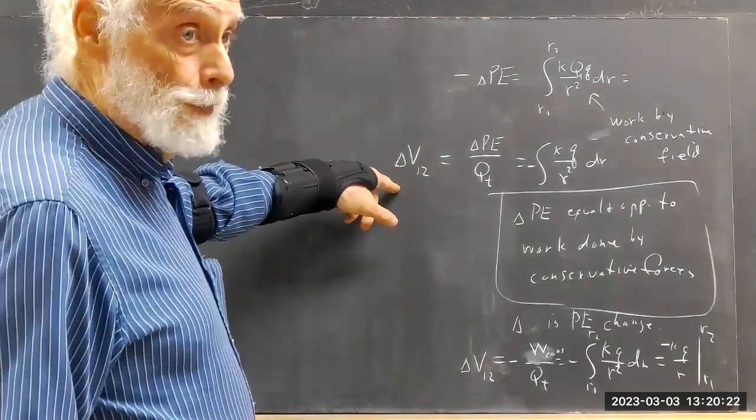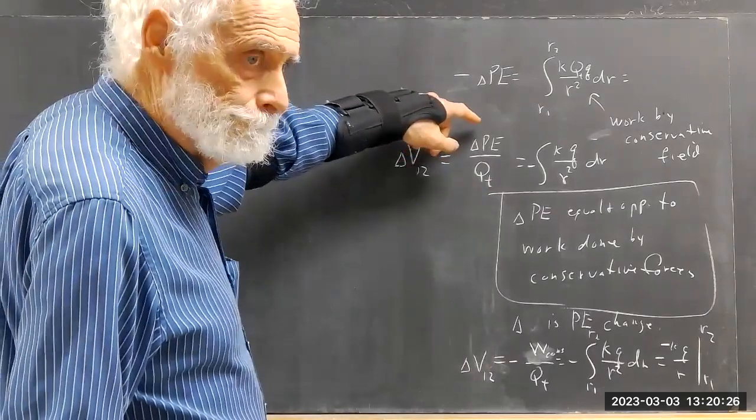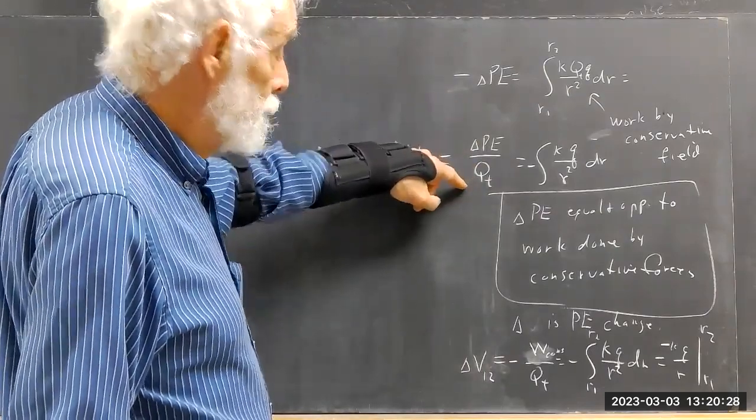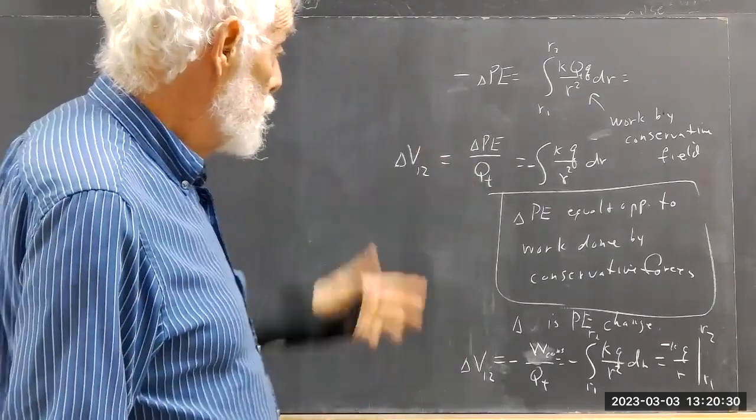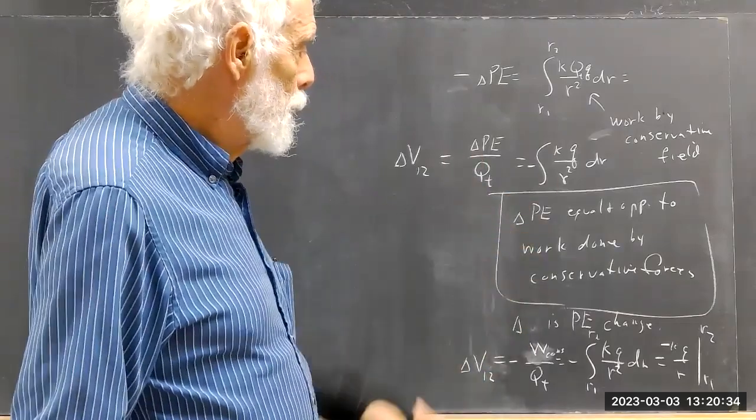This is called the change in the potential, the electric potential. Change in the potential difference per unit of test charge. Okay, so there we have it.